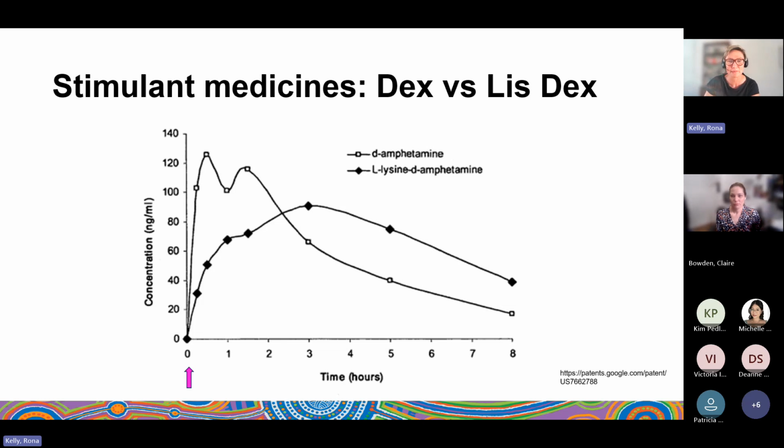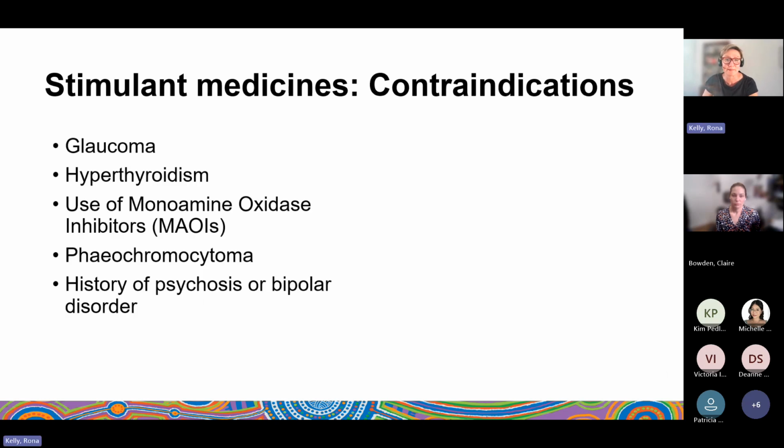Protected from metabolism the first time it goes through the liver. And so it can take a little bit longer to become effective because of that, but then the duration of effect is much longer.